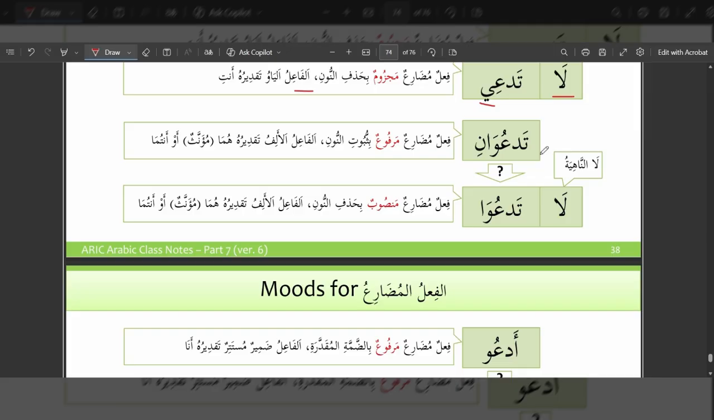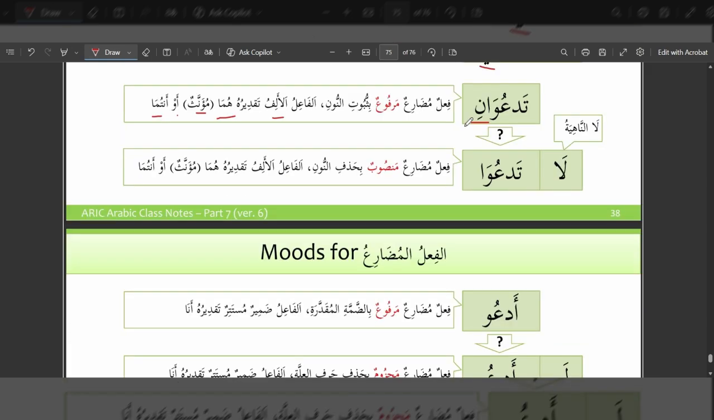Then when we say tad'uwani, which means you both are calling. So this, when we analyze, it's فعل مضارع مرفوع بثبوت النون, present tense in the marfu form with the presence of this noon. So the doer here is the alif, which shows us that it is huma, mu'annath or antuma. It can be either huma, mu'annath, meaning they both are calling, female, or you both are calling.